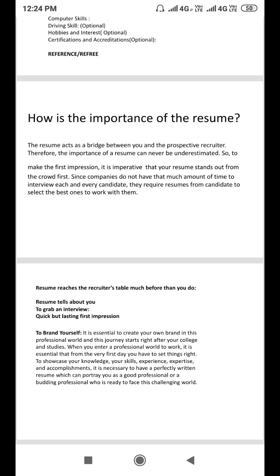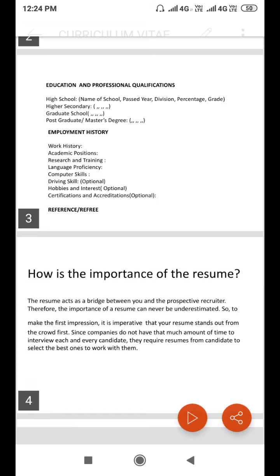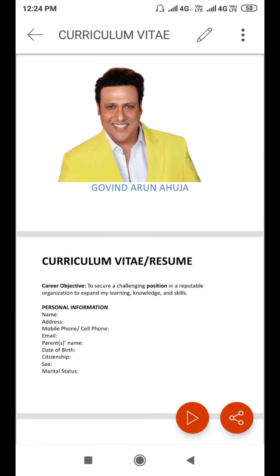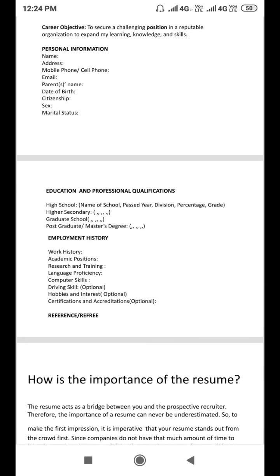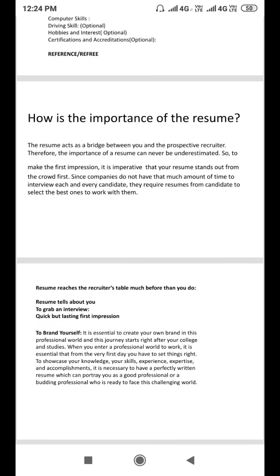It is necessary to have a perfectly written resume which can portray you as a good professional or a budding professional, who is ready to face this challenging world. So when you go to an interview, don't forget to make a curriculum vitae. You can go along with a resume, so that you have every idea and can give it. Whenever you are asked to go for any interview, it is good to submit your resume, and sometimes you'll be asked to submit it along with a cover letter.